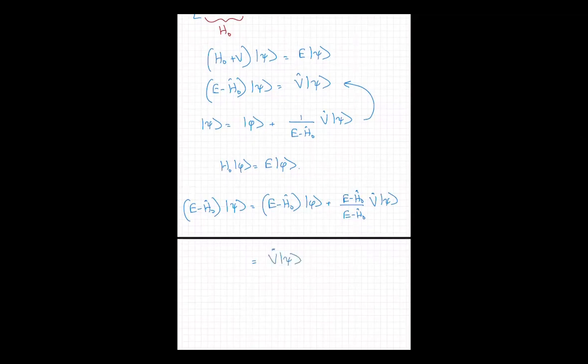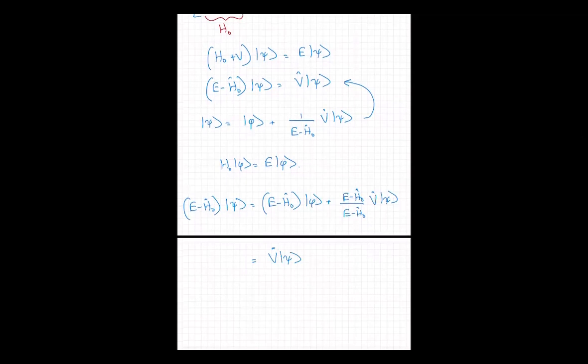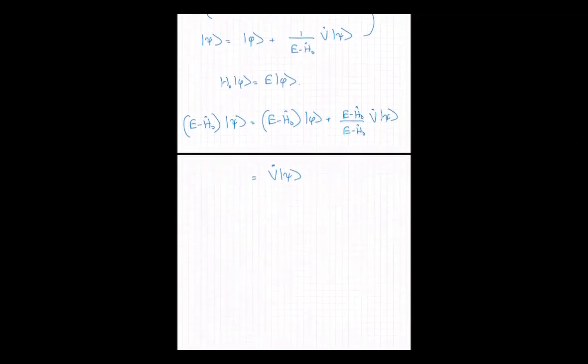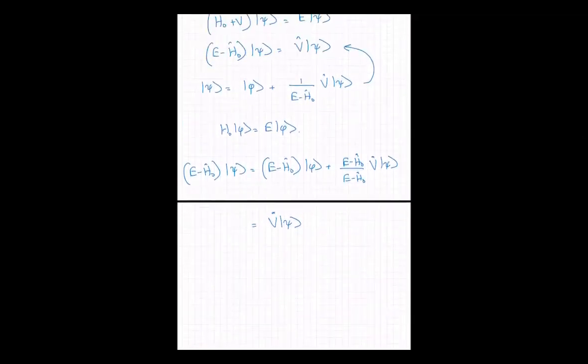So this is a formal solution of this. Phi is simply a constant vector that obeys the free Hamiltonian eigenvalue equation. To understand this equation, we need to understand something about the inverse of an operator. I have to understand what 1 over E minus H0 is. And we have never encountered such a thing in quantum mechanics before, right?